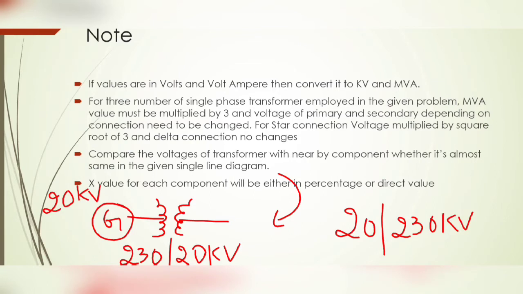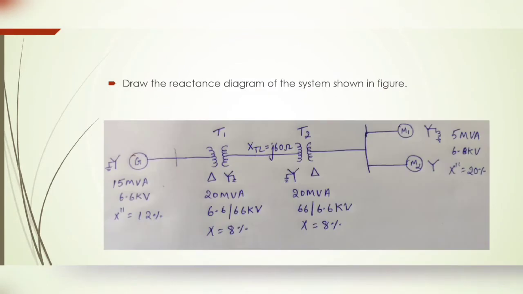Now let's take a problem: draw the reactance diagram of the system shown in the figure. This is the generator ratings, this is the transformer T1 rating and transformer T2 rating, and these are the motor ratings, and this is the reactance value of the transmission line.